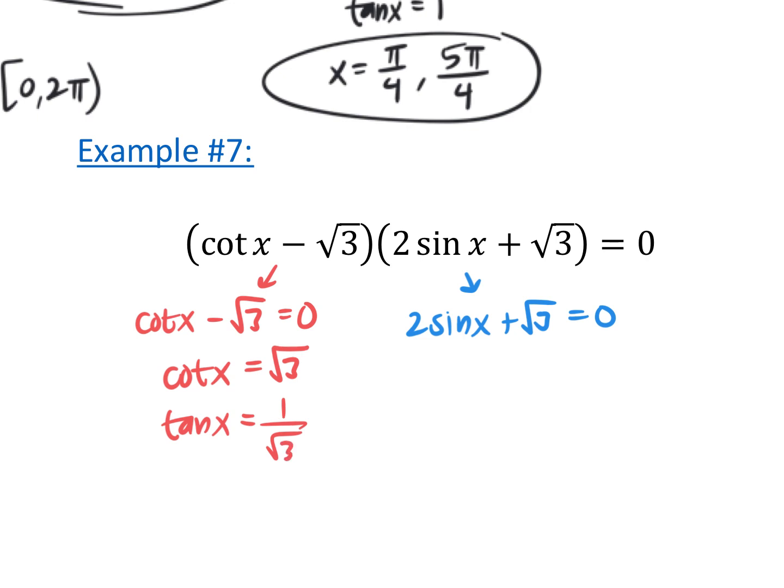So we're looking at our gold sheet. Where are we going to get a tangent value of 1 over the square root of 3? Pi over 6 and 7 pi over 6.